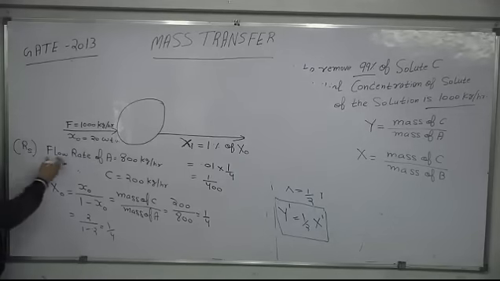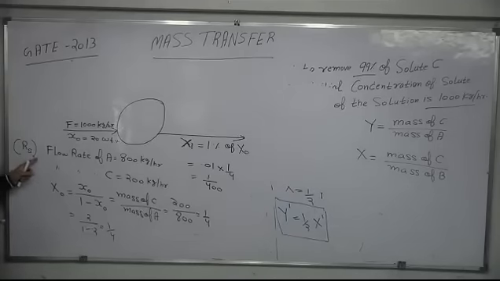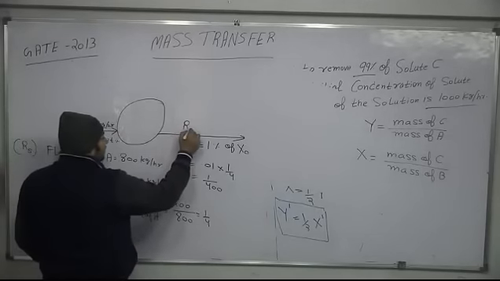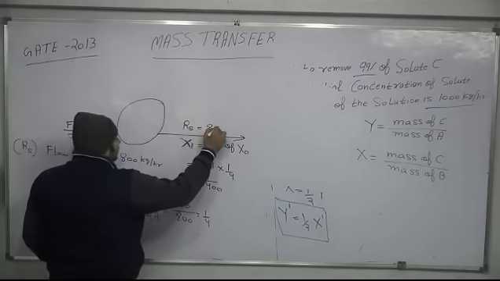And what about A? It is given that A and B are completely immiscible. So whatever is A on this side, the same amount of A will go on to that side. That means the flow rate of A here is also 800.